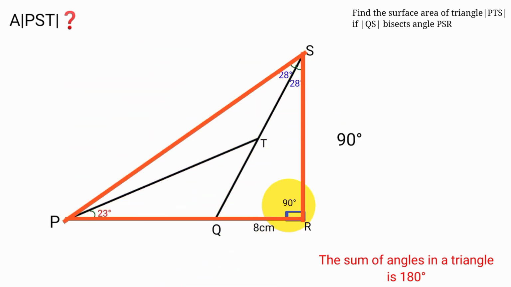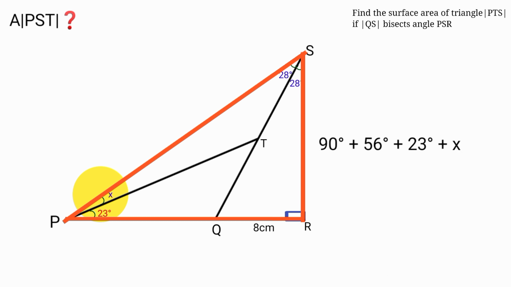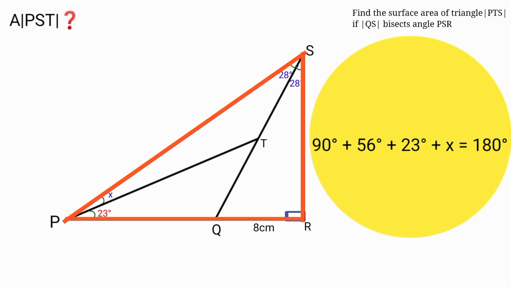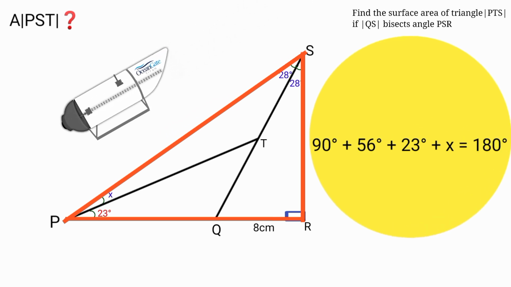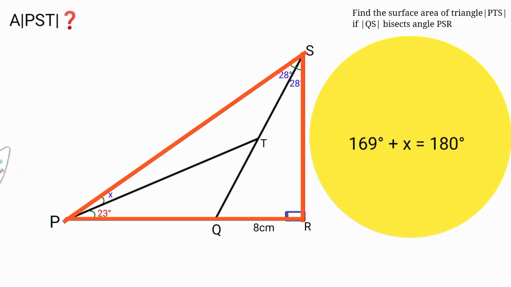Here we have 90 degrees, here 28 plus 28, which is 56 degrees, and here this 23 degrees plus this angle here, let's say x. So 90 degrees plus 56 degrees plus 23 degrees plus x equal to 180 degrees. 90 plus 56 plus 23 is 169. So 169 degrees plus x equal to 180 degrees. Subtracting 169 from both sides, x equal to 180 minus 169, which is 11 degrees.